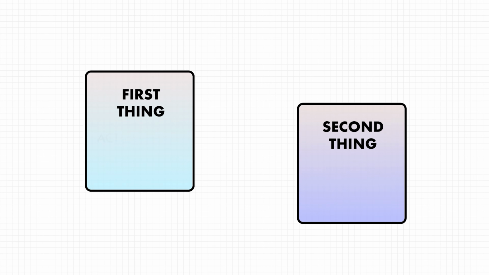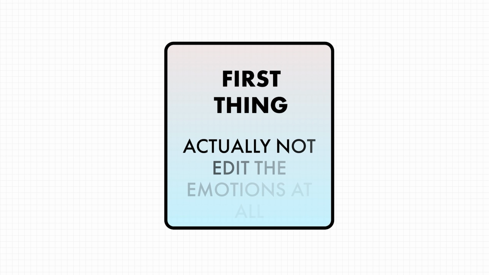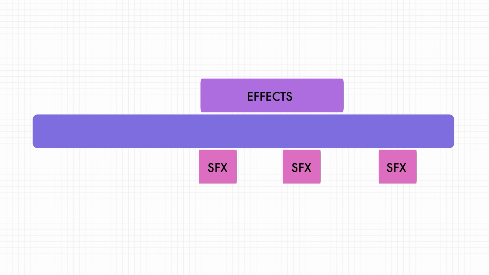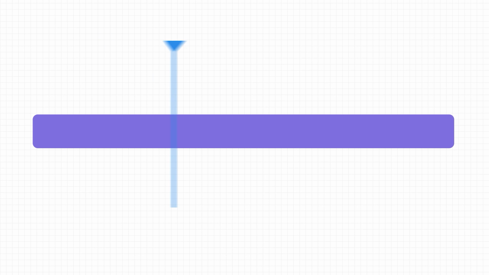The first thing you can do to edit emotions is to actually not edit the emotions at all. Sometimes when you have a truly funny moment or even a truly sad moment in a video, it's sometimes best to not add anything to it and just let that moment play out as it naturally happened. We actually do this a lot in many of our videos. Whenever there's a really funny moment, sometimes we will delete the music, we'll delete texts, we'll delete sound effects, we'll put nothing on the clip and just let it play.